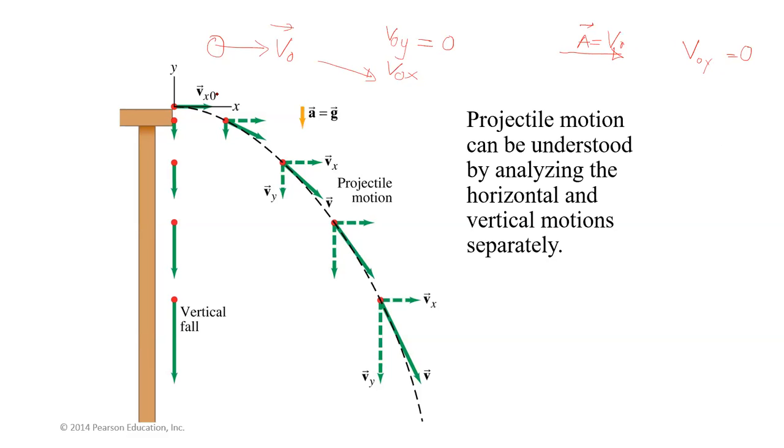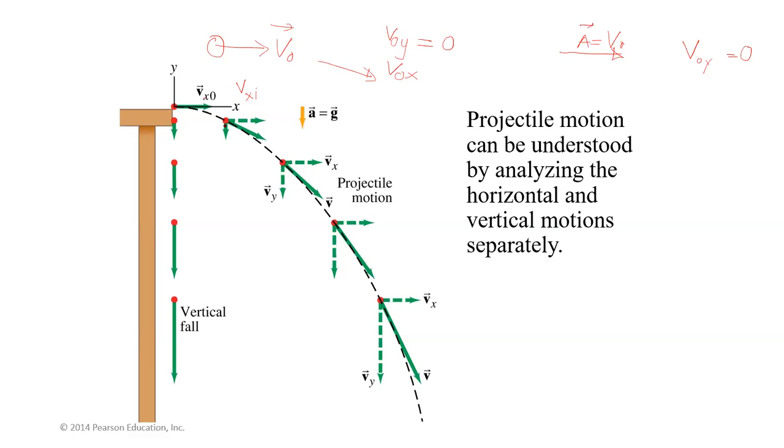Don't worry about the symbols here. Use V x naught. Earlier in the equation sheet we saw V naught x, right? It's just the idea. I don't mind what you use. Some books use V x i, x direction initial velocity, whatever.